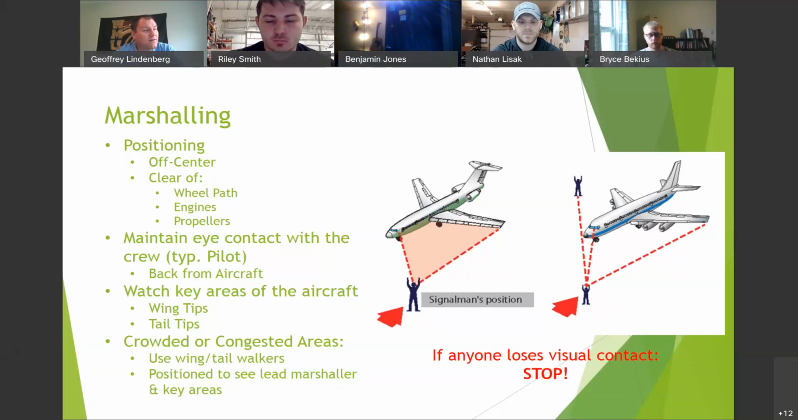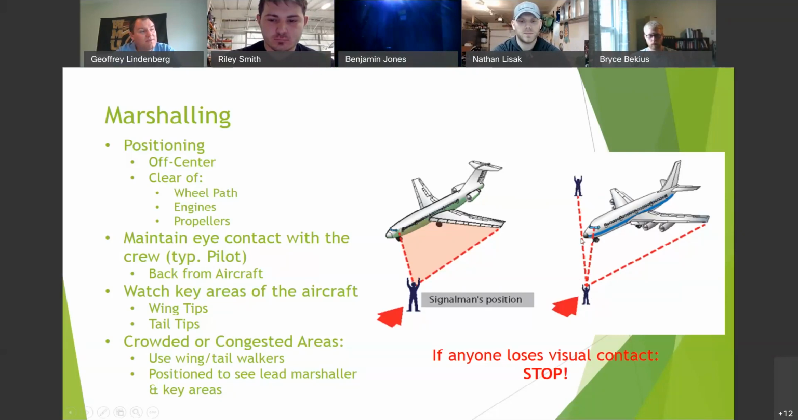One thing you can see here is the lines of sight. This is the head marshaller out here in front and to the left of the aircraft. They can see the left wingtip, but their line of sight to the right wingtip is blocked. So they need to make sure that they can see this wing walker on the right wing.